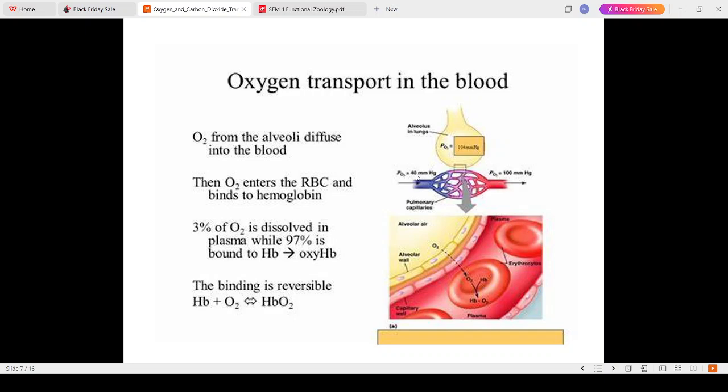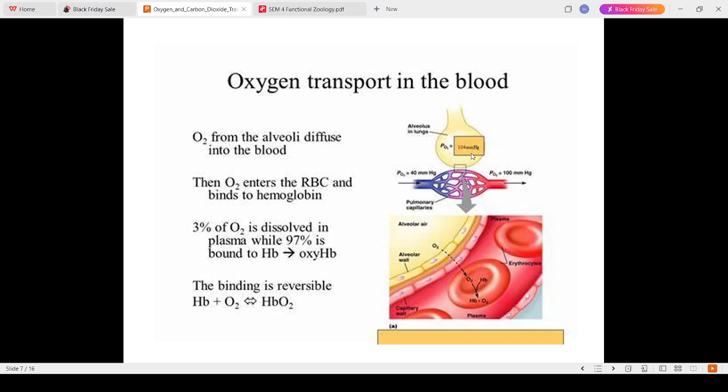Before oxygen is entering, you can see there is 40 mm written. What is the meaning of that 40 mm? When the blood is reaching the alveoli, the oxygen pressure of the blood is only 40 mm of mercury. Okay, so it is a low pressure. Here there is higher pressure.